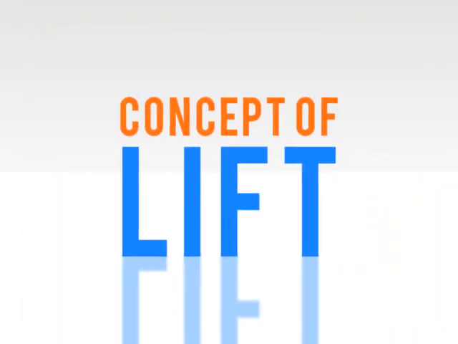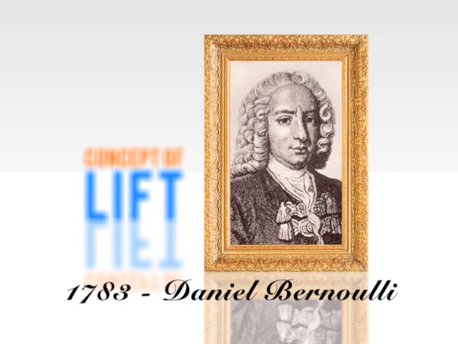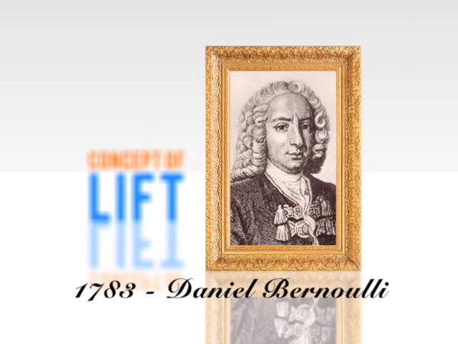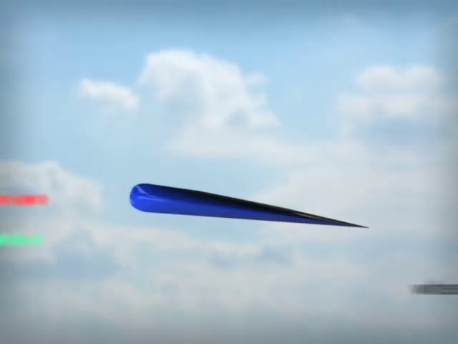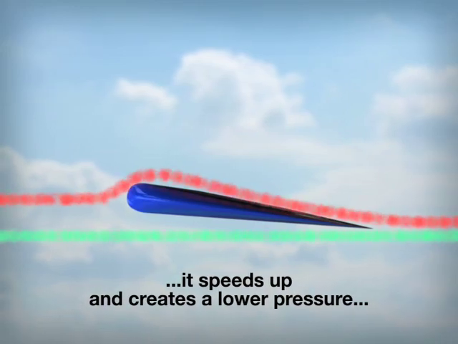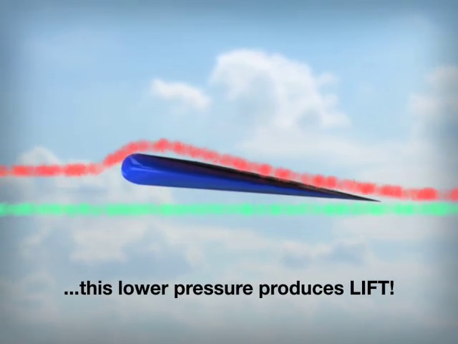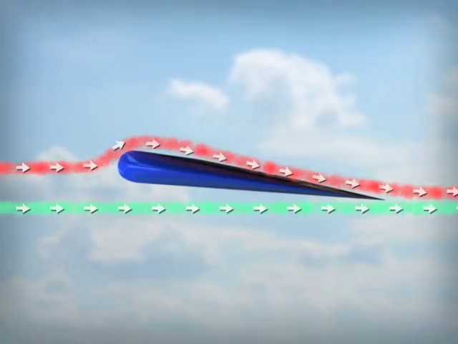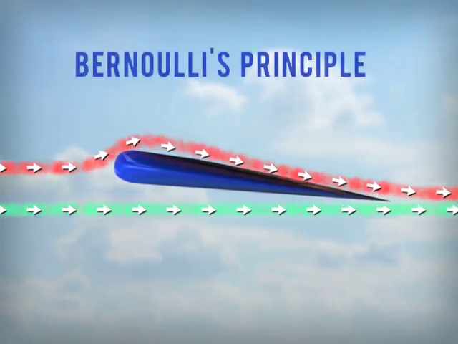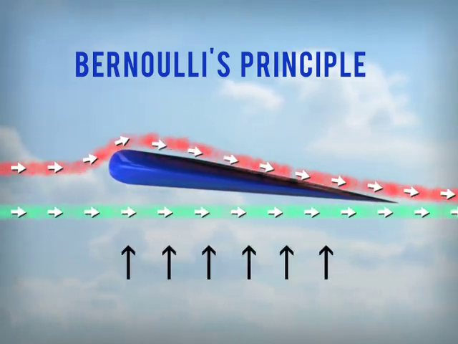The concept of lift has been studied for centuries. During the 18th century, Daniel Bernoulli described how lift occurs. He found that when air travels over a curved surface, it speeds up and creates a lower pressure. This lower pressure produces lift. This idea is called Bernoulli's principle and is the concept around which an airfoil wing is built.